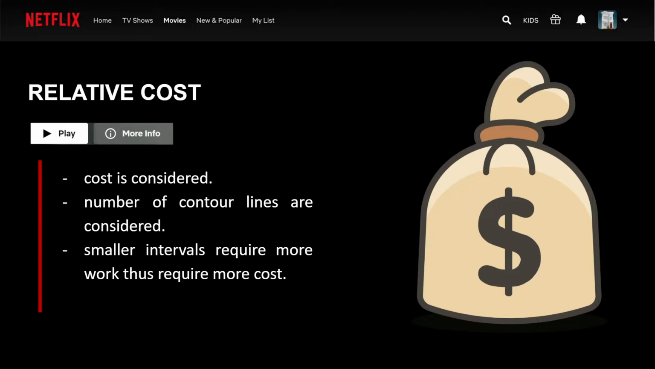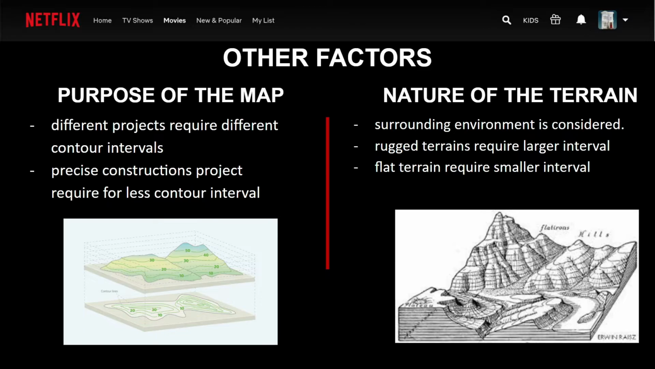It is also noted that as the map contains smaller intervals, it creates more contour lines, which increases the cost of the map due to more fieldwork to be done. The second factor is the purpose of the map. As mentioned in the previous slide, different terrains and situations require different contour intervals. For precise constructions or projects, there's a need for a lesser contour interval.